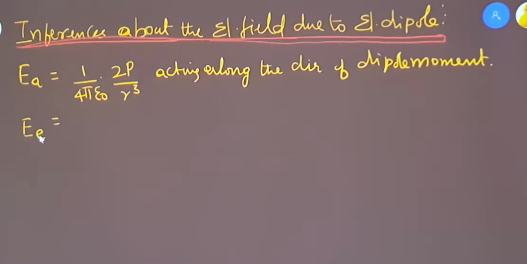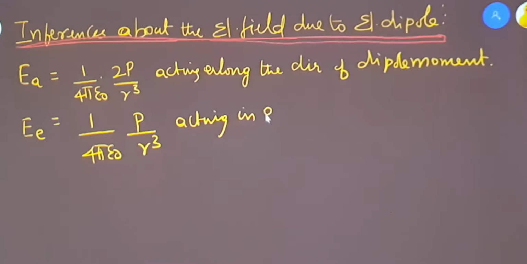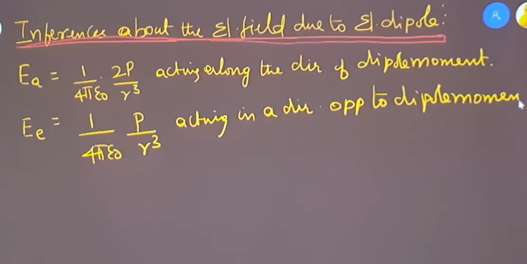Then electrical field at a point along the equatorial line is given by the formula 1 divided by 4 pi epsilon 0, p divided by r cube, acting in a direction opposite to the dipole moment. I think you might be remembering these two equations. With the help of this, we are going to discuss the results.